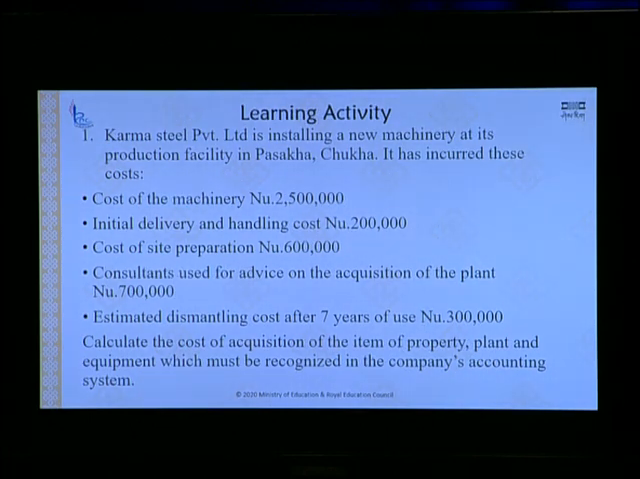Now the question is, calculate the cost of acquisition of the item of property, plant and equipment which must be recognized in the company's accounting system. So your work out here is, from the following list of costs, you are supposed to find out the total acquisition cost of installing a new machinery out here.